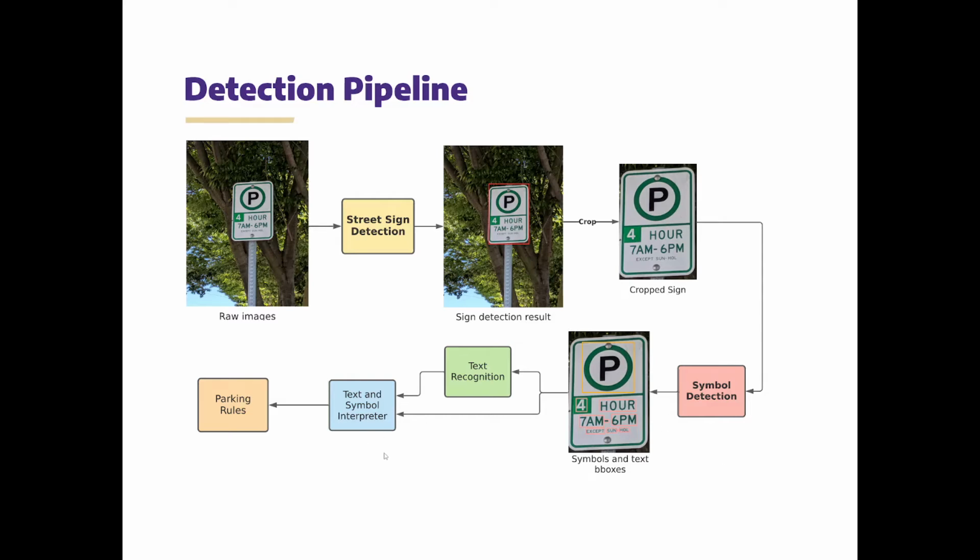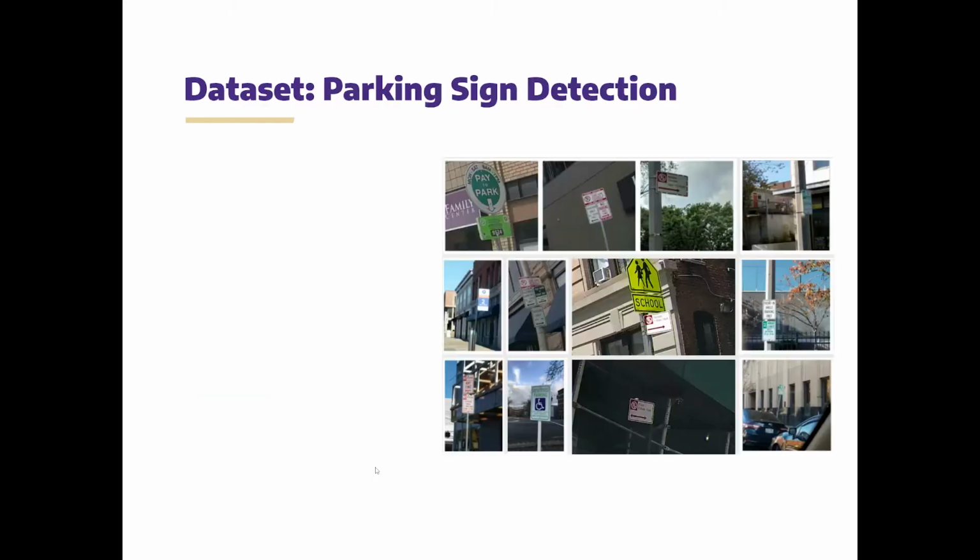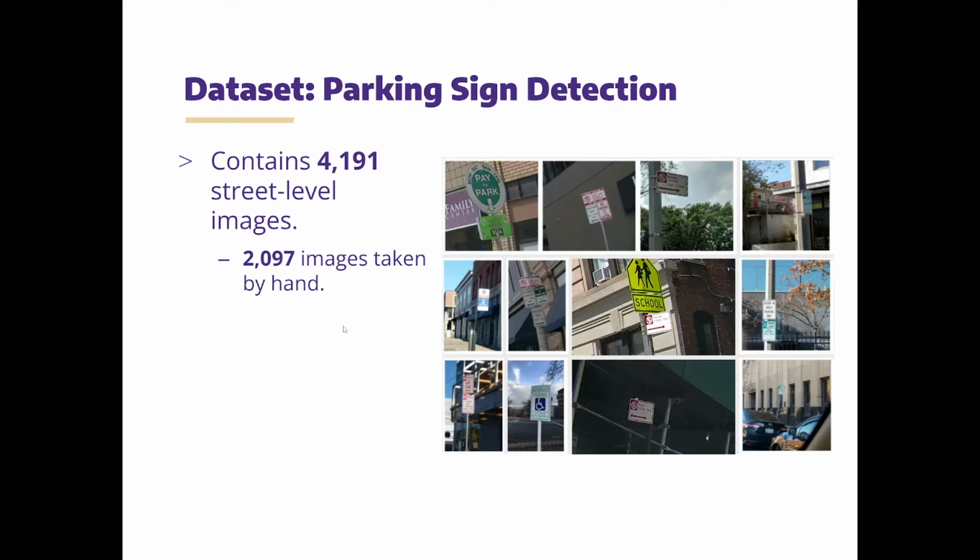Because of that, our dataset is divided into two parts. First is the dataset for parking sign detection. It contains 4,191 street-level images of parking signs on a background. About half of them were taken by hand, and half of them were frames extracted from dash cams. And as you can see, signs in these images have different shapes, and they were taken in different situations, such as different shooting angle or lighting.